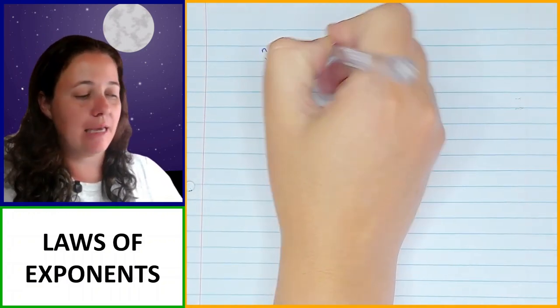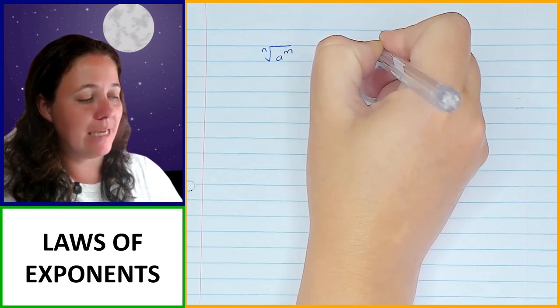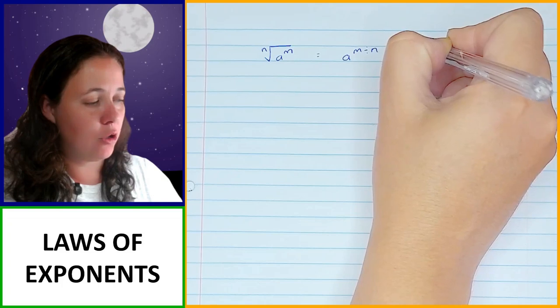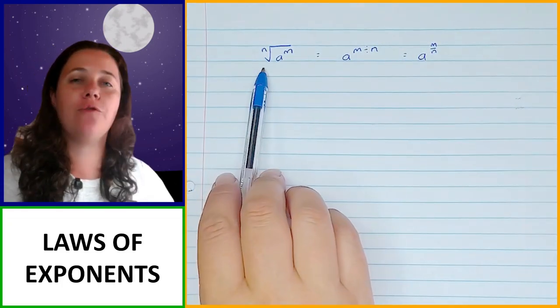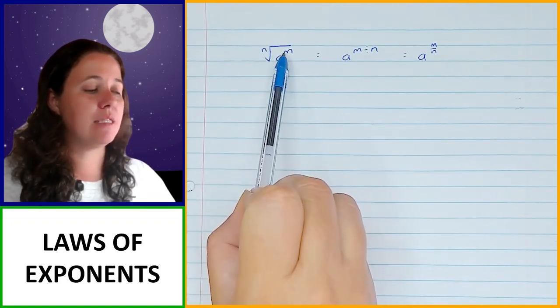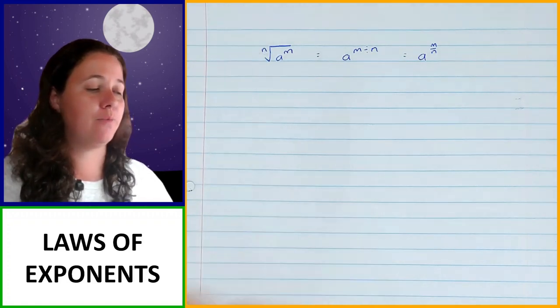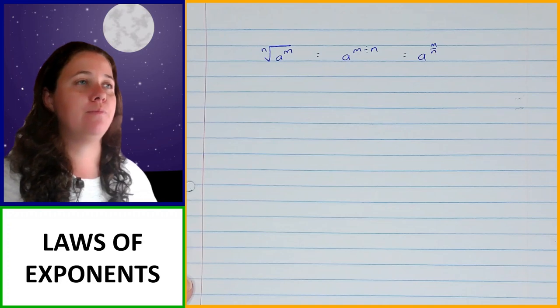And when you find that, it is equal to a to the power of m divided by n, or you can write it as a to the power of m over n, because remember, a fraction is the same as division. So when you are finding a root of a power, you take the power's exponent and you divide it by the root value. Okay, so now we're going to go and do an example.